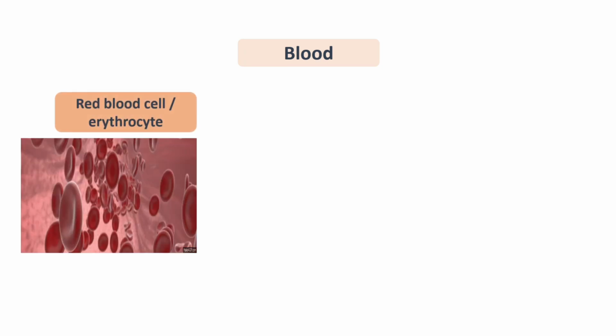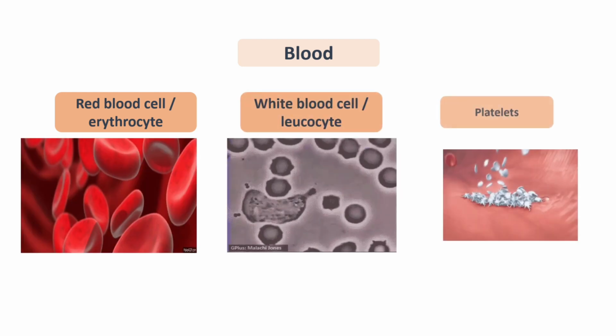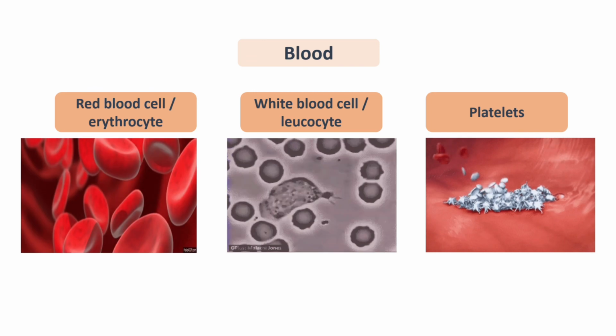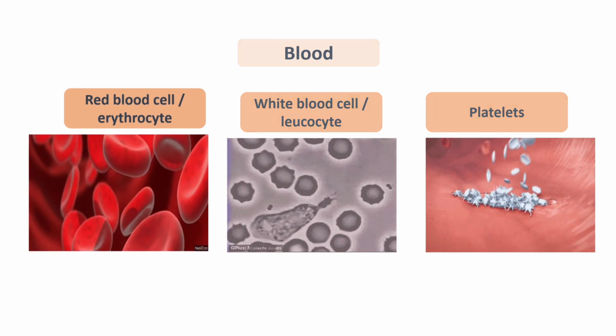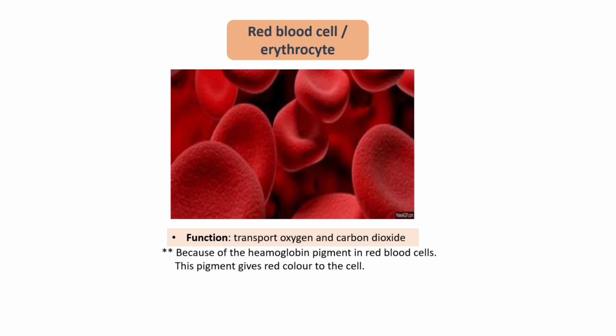Blood is another type of connective tissue. Blood divides into 3 types: red blood cell or erythrocyte, white blood cell or leukocyte, and platelets. Red blood cells are red in color, due to the presence of hemoglobin pigment, which allows them to function for transport of oxygen and carbon dioxide.